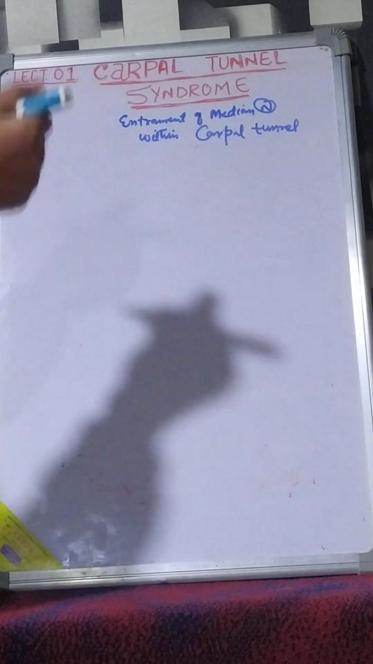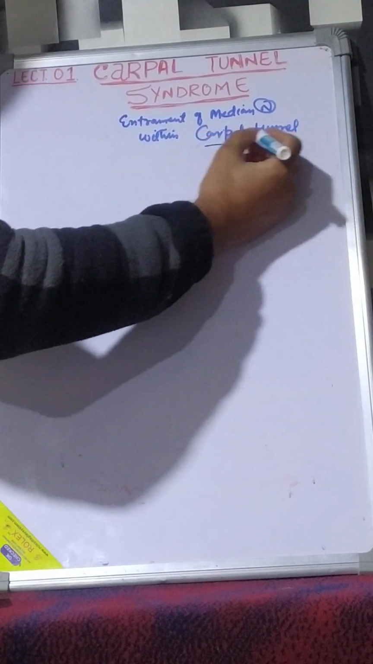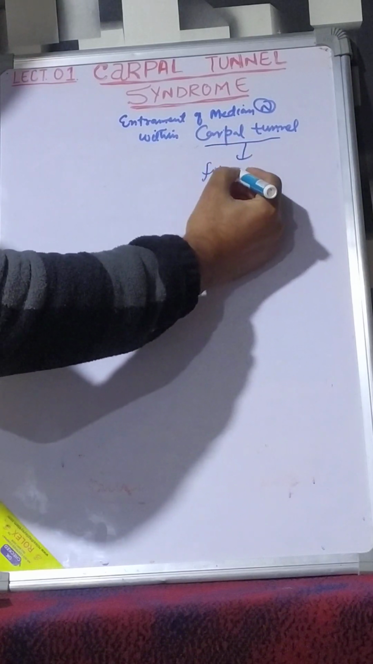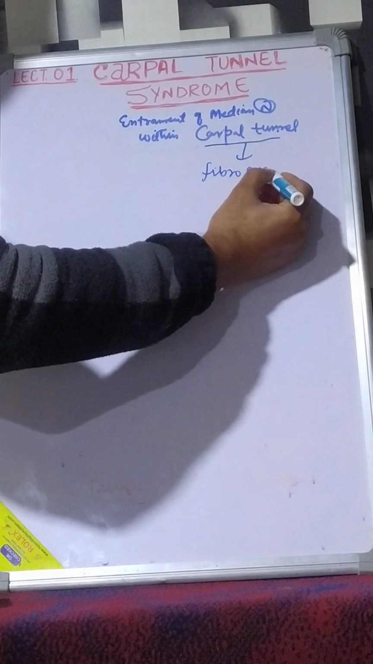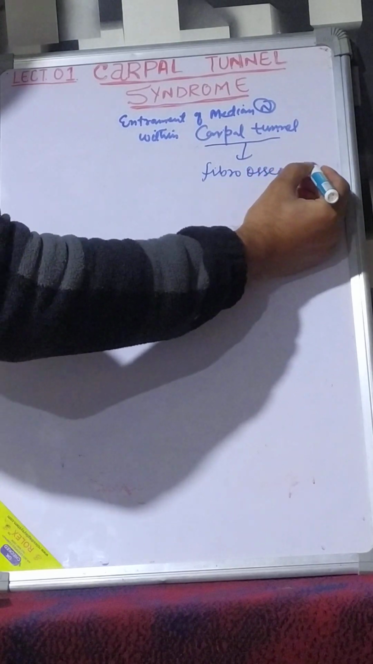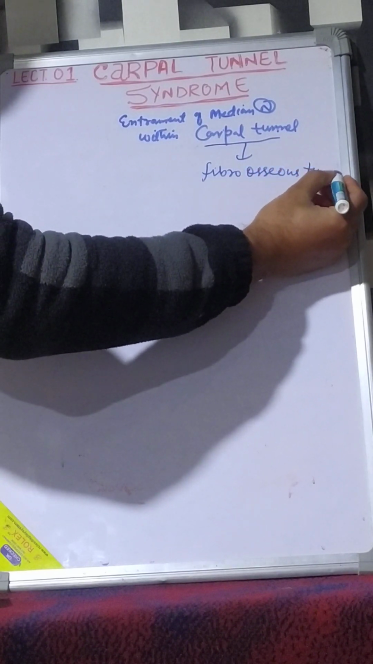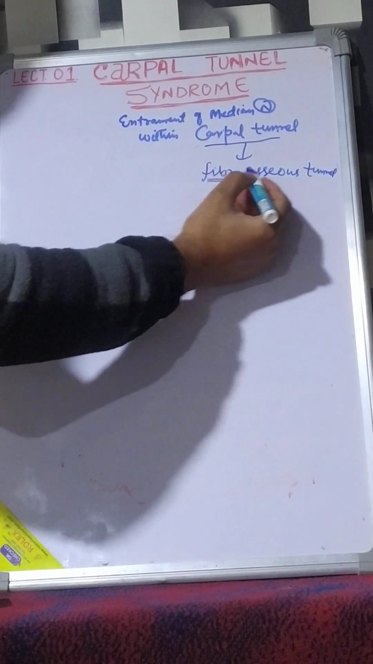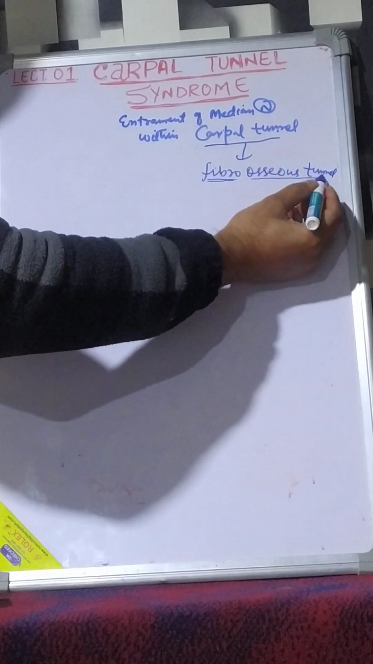What is carpal tunnel? Carpal tunnel is the fibro-osseous tunnel. That means it is made up of fibrous tissue as well as osseous, that is bony tissue. It is made up of bones and the fibrous tissue, that is the transverse carpal ligament.